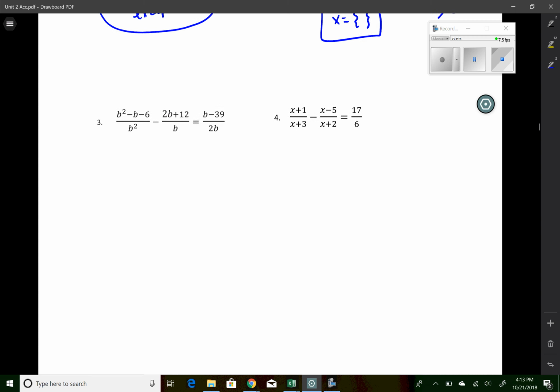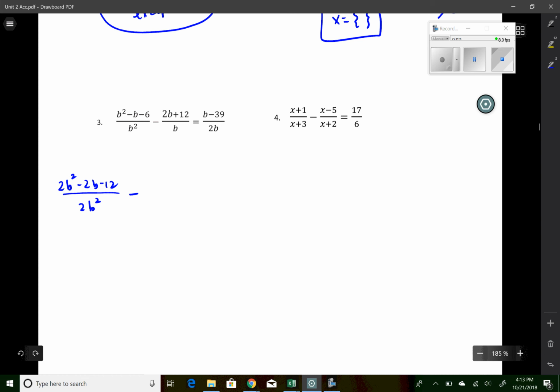Number 3, looking for a greatest, not a greatest, common denominator. We want to make the common denominator here 2b squared. So for that first fraction, I want to make it 2b squared. I want to multiply the numerator by 2. So that's going to become 2b squared minus 2b minus 12.